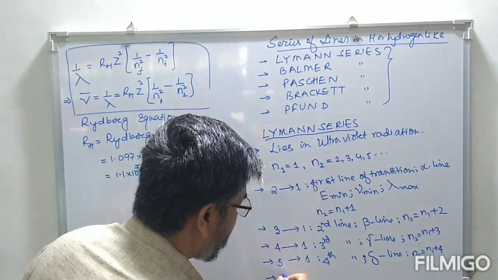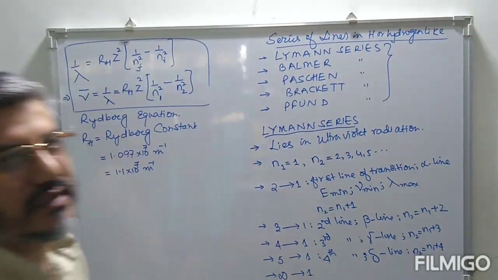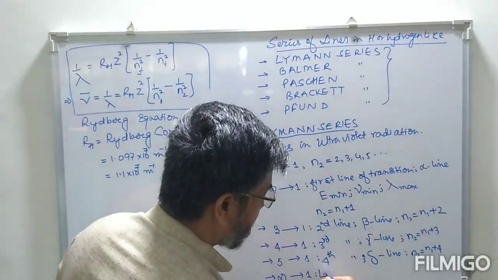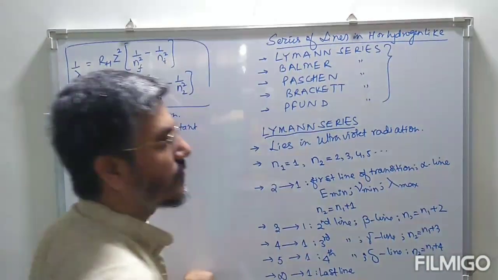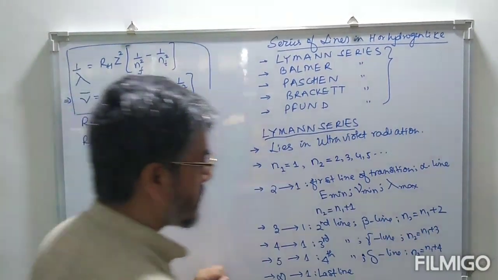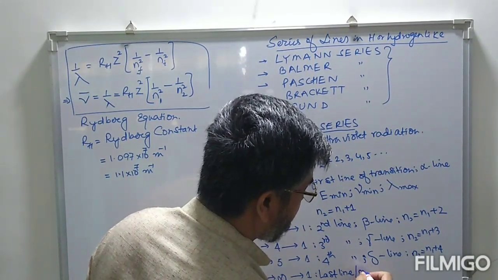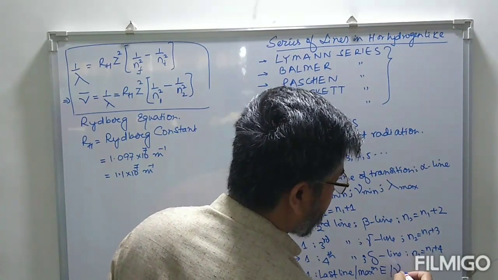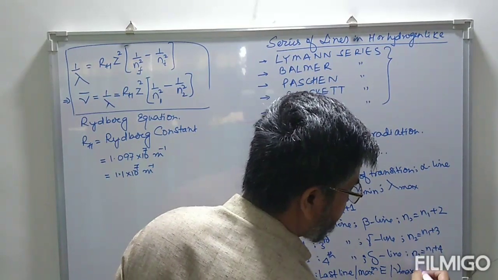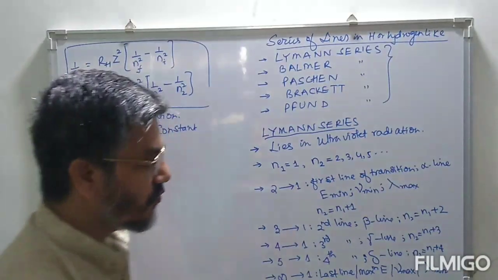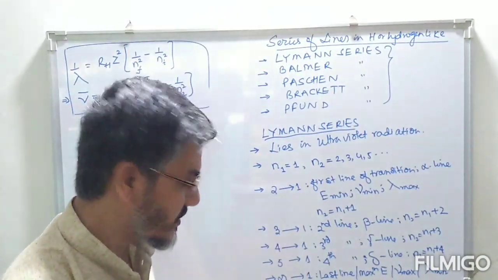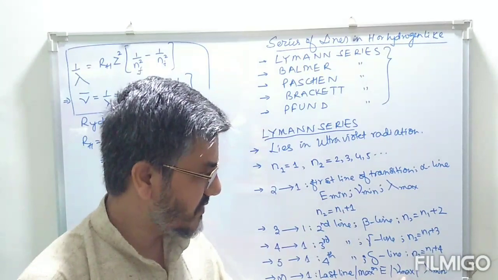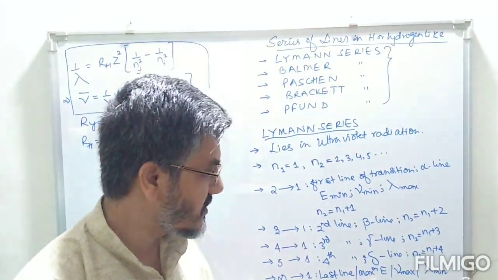If the electron is coming from infinity to 1, from an infinitely large distance to the ground state, this is known as the last line of transition. So the last line of transition is also known as maximum energy transition. If energy is maximum, then frequency will also be maximum. If frequency is maximum, wavelength will be minimum. So minimum wavelength transition is the last line of transition, for which N2 is infinity and N1 is 1. Minimum wavelength means maximum frequency, and if frequency is maximum, energy is maximum.